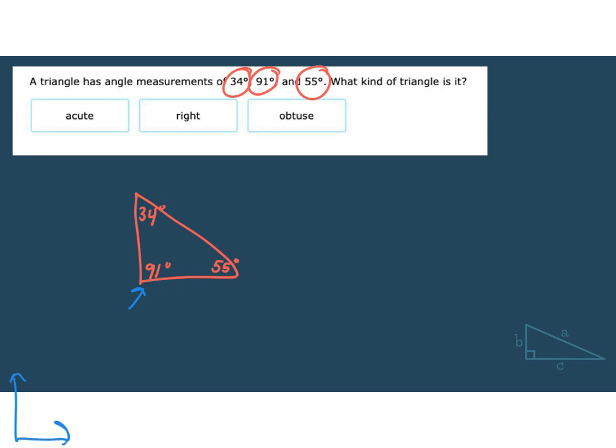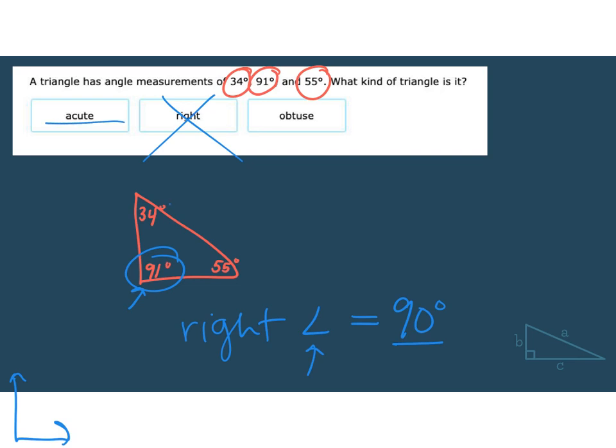However, we know that a right angle, this is the sign for it, must be 90 degrees. It has to be exactly 90. And is 91 90? No. So we're going to cross it out. Okay, let's go back to acute.